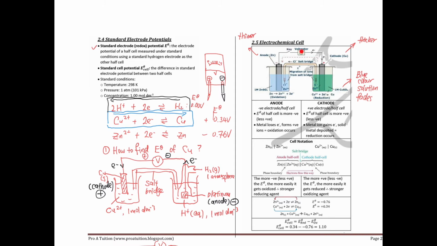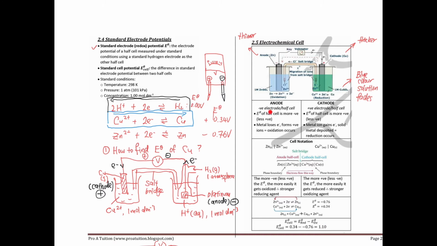So it's the reading of the voltmeter. Compared to last time, when you put SHE over here, the reading is 0.34 volt, the reading from the data booklet. But now when you compare two different half cells, with no standard hydrogen electrode, then the reading here is the difference between these two. Okay, which is 1.10.